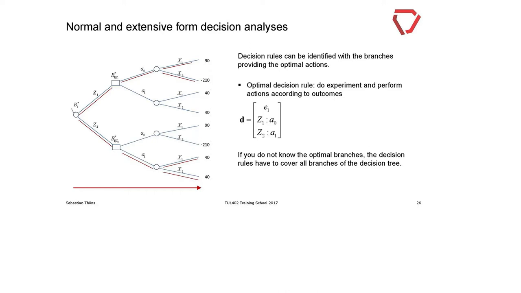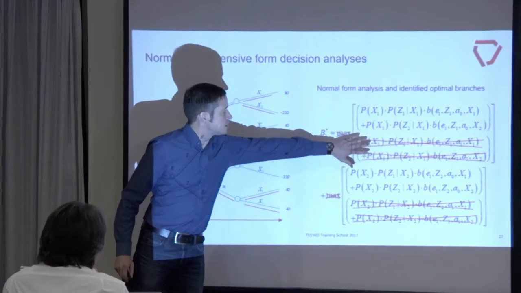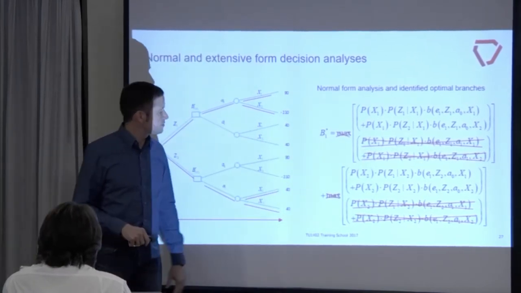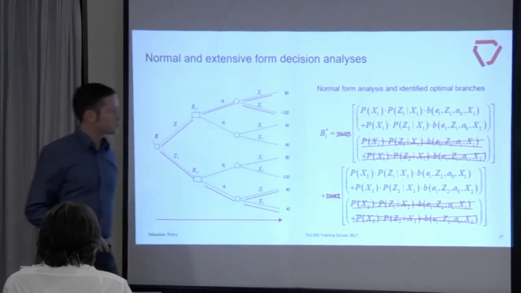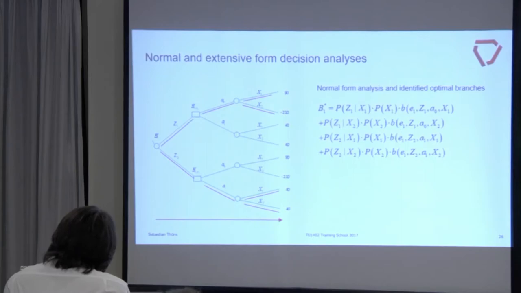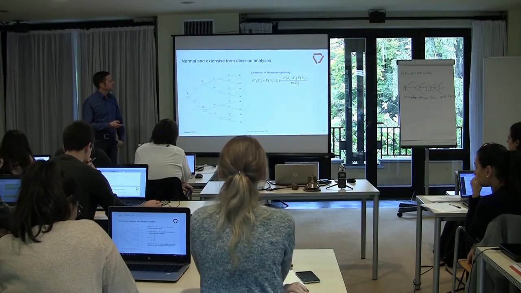Okay, so we work with this decision rule because we already identified it. And then we see we can cross out the branch here and this branch here. So this corresponds to the branches we do not need. And then we can also cross out the maximization, and it becomes much easier. So it is this expression in normal form analysis.